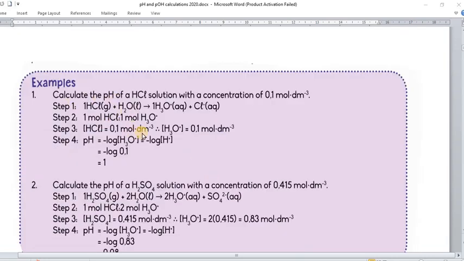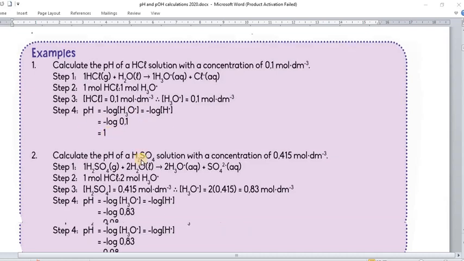So let's quickly look at an example. You have to calculate the pH of a hydrochloric acid solution with a concentration of 0.1. Applying your ionization formula, it gives you 1:1. So in that case, the concentration of your hydronium ion is 0.1 mole per decimeter cube. Now substituting into the equation, you get your negative log of 0.1 and you end up getting 1. Simple as that.